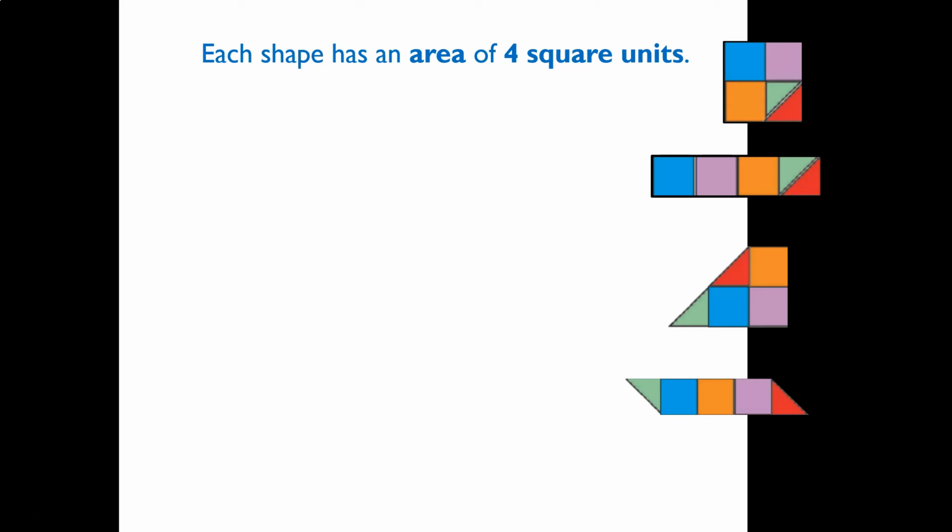It's so very important to be clear about the difference between area and perimeter. These shapes do not share the same perimeter. Area is the amount of space inside a closed shape. Perimeter is the distance around the outside of a shape. It's the length of the shape's rim.